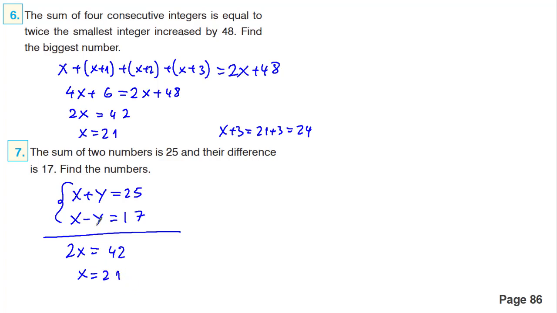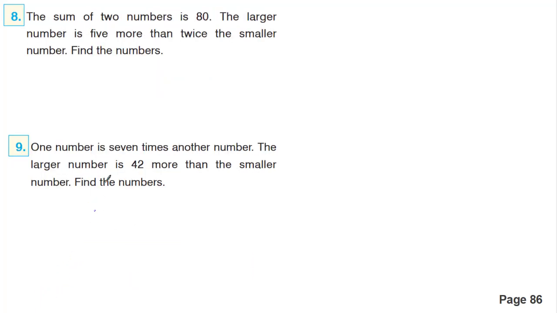If x is 21, then substitute in either one, either here or here, it doesn't matter. So let's substitute in the first one. So 21 plus y is 25, which leaves y as 4. So x is 21, y is 4.